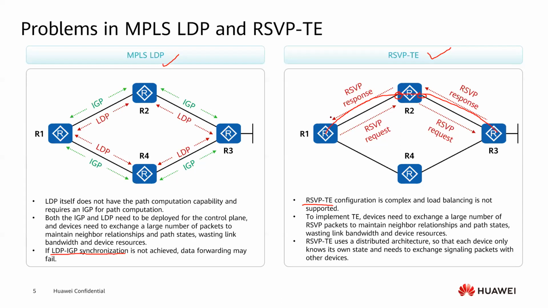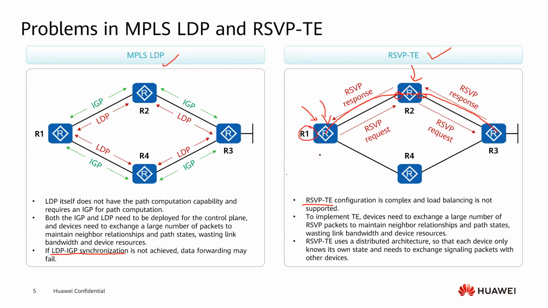Secondly, as we said before, this kind of protocol asks the devices to do the path calculation by the device itself. It is distributed calculation, which means the path you calculated might not be the best path.